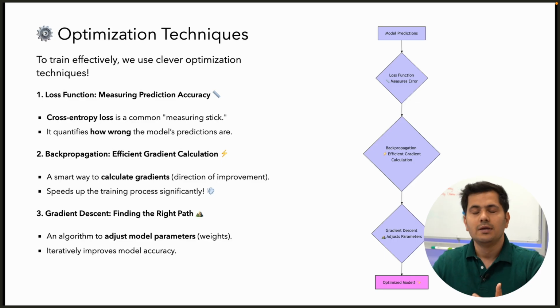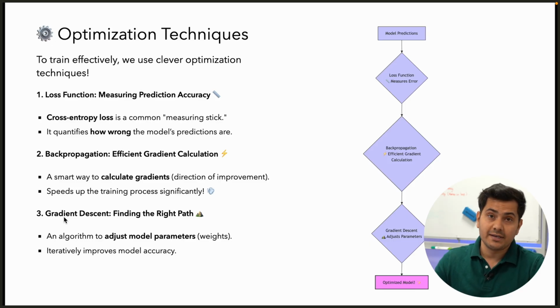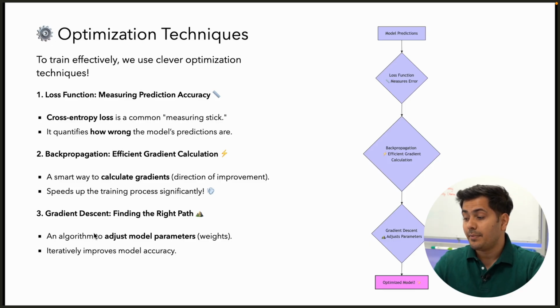This is an algorithm that has been around for a long time and has been used in deep learning for decades now. And then finally, gradient descent. This is an algorithm that lets the model adjust its parameters so that next time around, it's slightly better at predicting the next token.